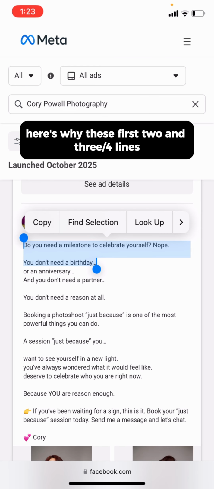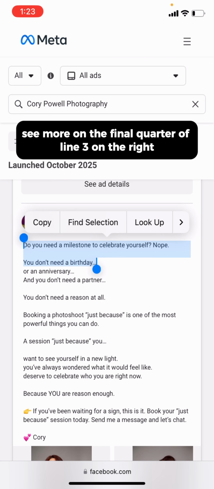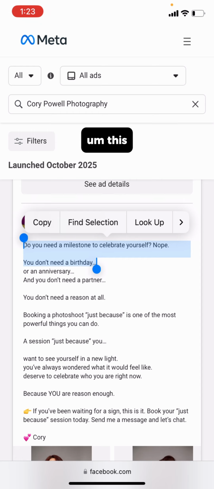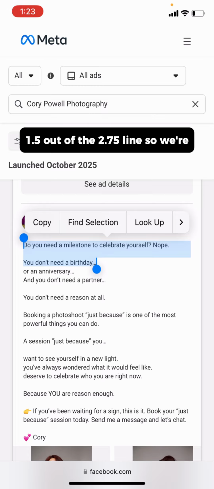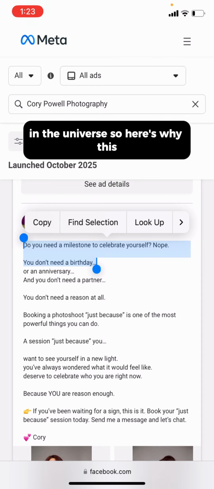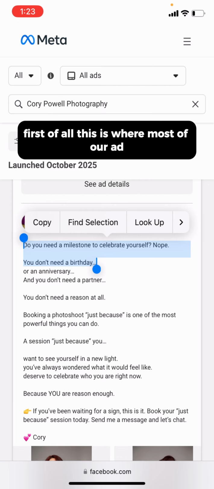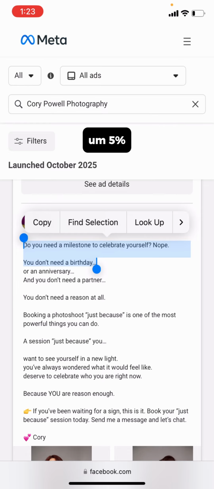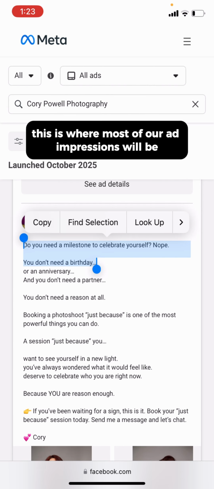Here's why. These first 2 3/4 lines on Facebook mobile newsfeed, before it says see more in the final quarter of line 3 on the right. This ad we're only using like 1.5 out of the 2.75 lines, so we're only using like half of the most valuable real estate for advertising in the universe. So here's why this line's so important. First of all, this is where most of our ad impressions will be.